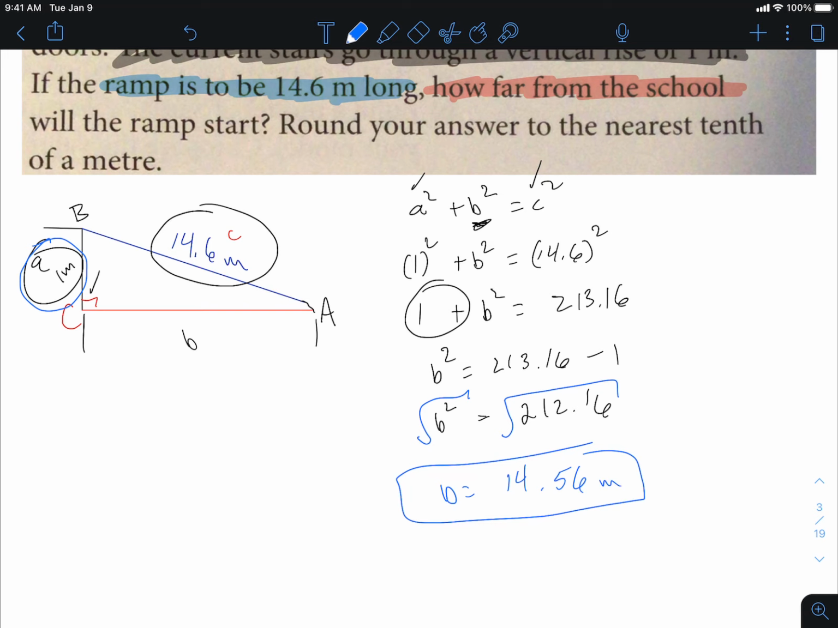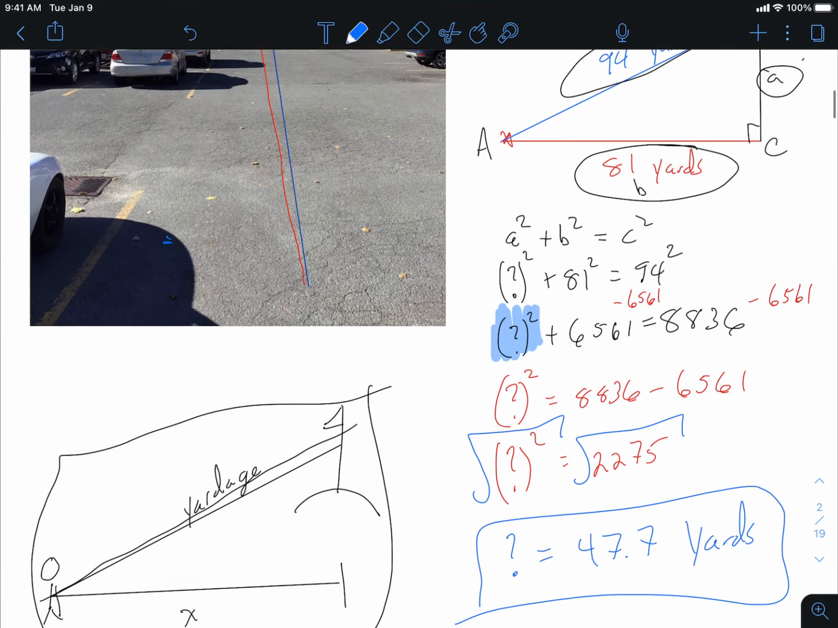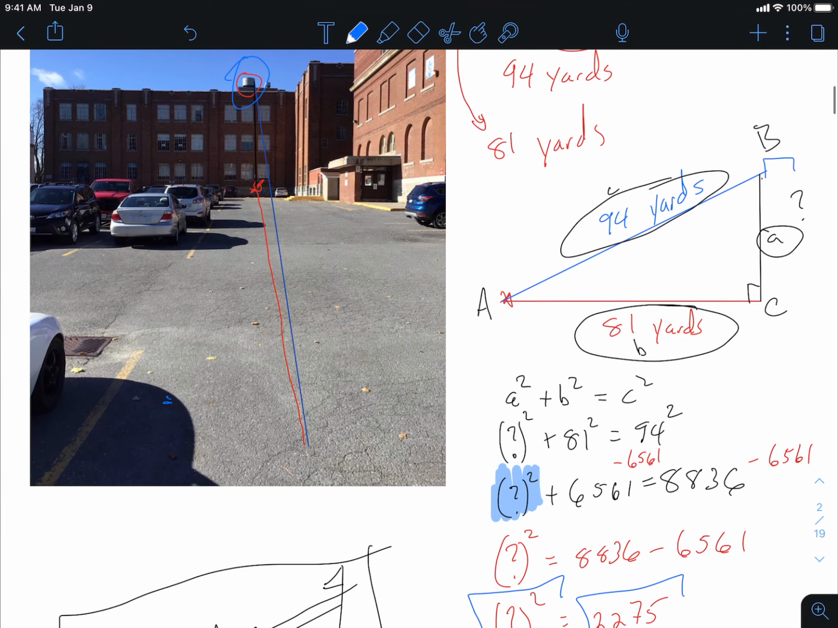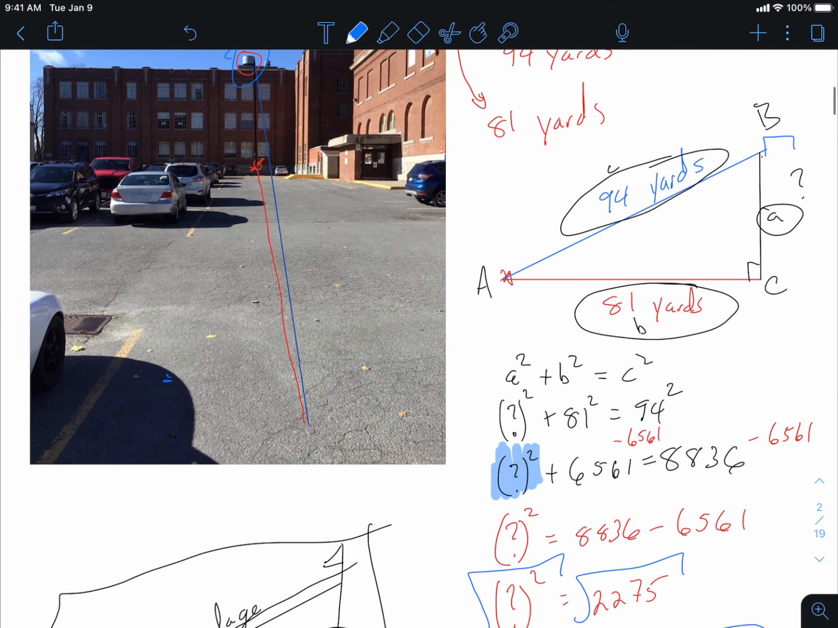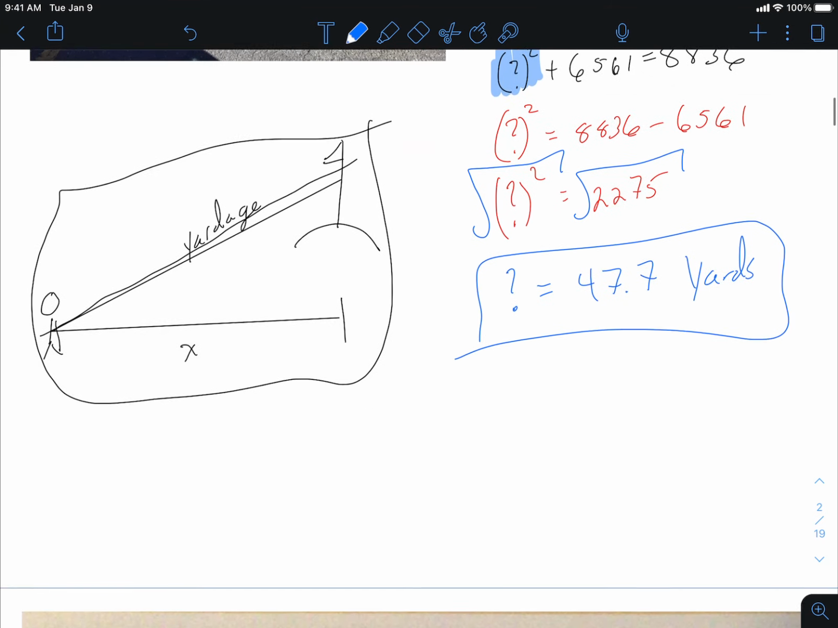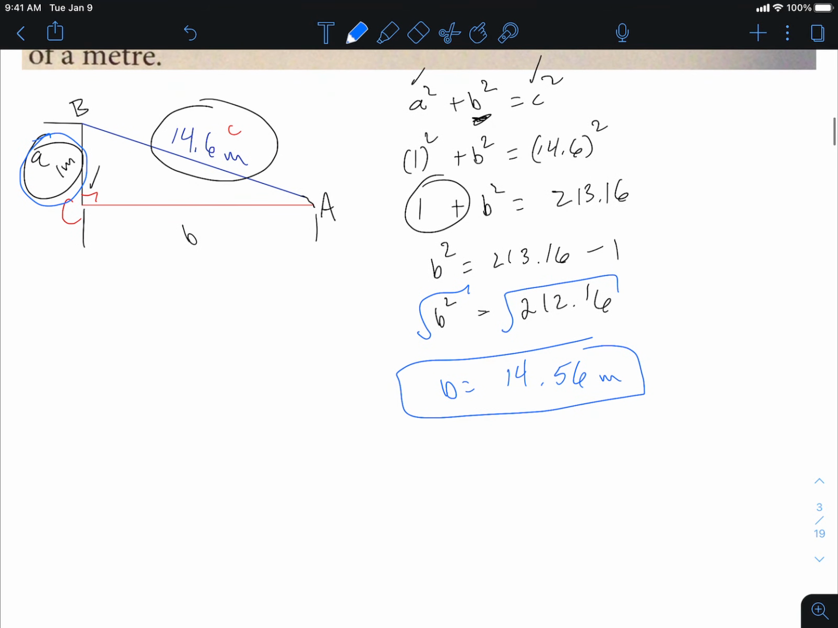I'll write it to the hundredth because we know what 14.56 means. It's 56 centimeters, right? It's only a difference of 4 centimeters for this particular question. Not a huge difference. But we will do questions where there is a significant difference. Or at least that we saw in this question up top here, right? The height of the school is much different than the two measurements that I provided, right? Anybody have any questions?